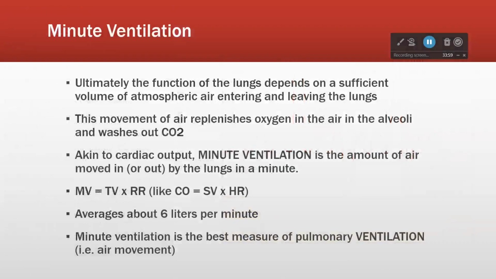Okay, so if we take our tidal volume, amount of air moved in a breath, times our respiratory rate, number of breaths per minute, we can get a volume per minute, right? So that's minute volume, tidal volume times respiratory rate. It's about 6 liters per minute.